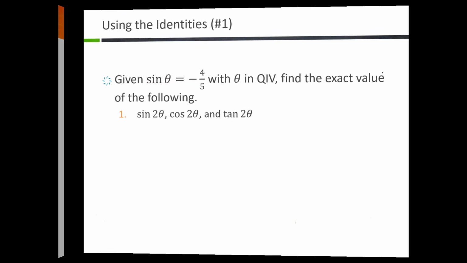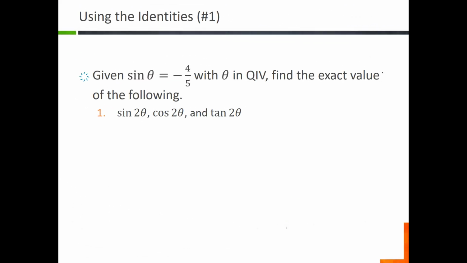All right, so let's look through a few examples. Let's suppose that we have some angle theta, and we know that theta is in the fourth quadrant, and we're told that the sine of theta is negative 4/5. So again, sine of theta is negative 4/5, and theta is in the fourth quadrant. We want to find the exact values of sine of 2 theta, cosine of 2 theta, and tangent of 2 theta. Now, there's several ways that we can do this.